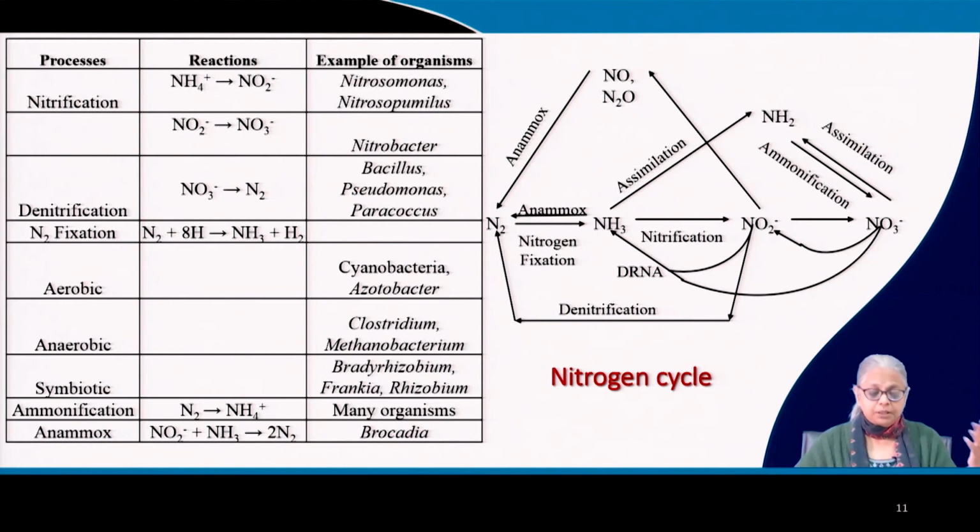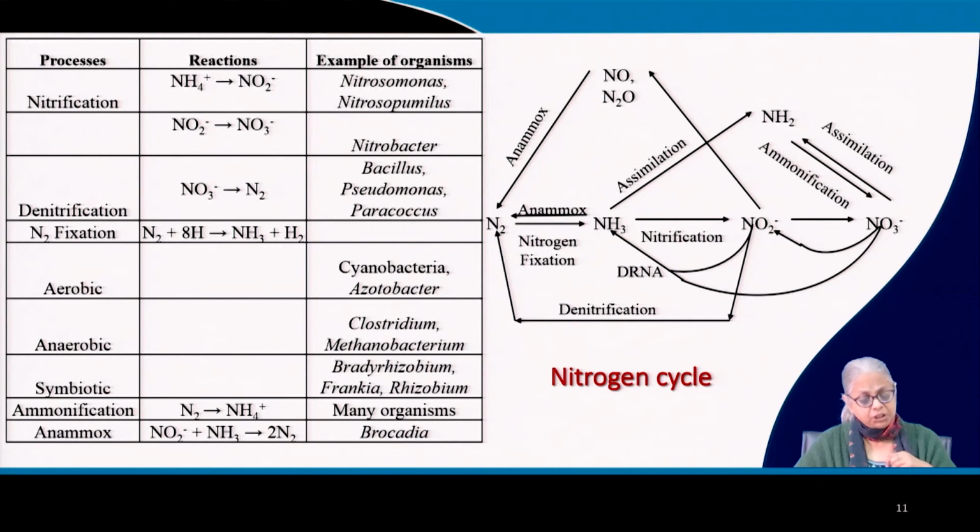So we have Rhizobium, Bradyrhizobium, Frankia. These are bacteria that colonize the roots of certain plants. They have a symbiotic relationship with these plants, especially leguminous plants, and that's why legumes are richer in nitrogen compared to other food crops, and that is because of this symbiotic relationship between the bacterial species and the plant.